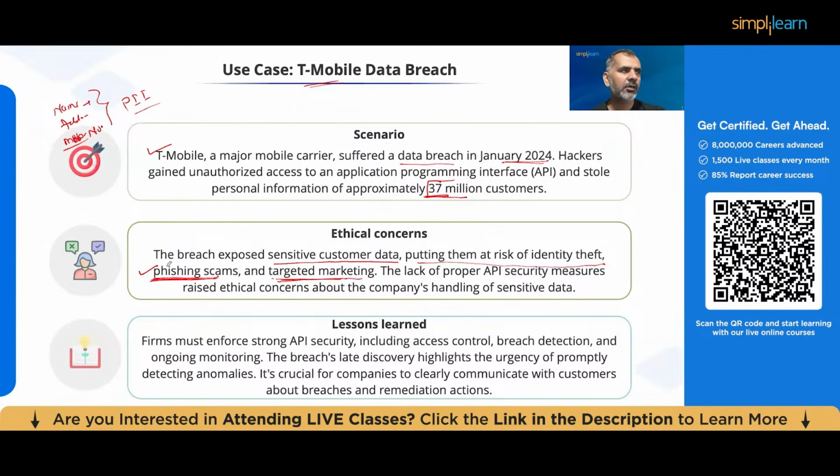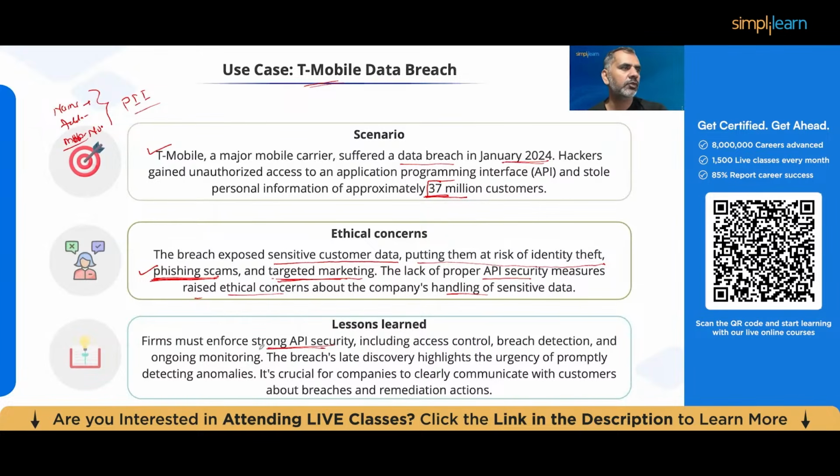When you expose such important information to a hacker community, it can be used for any purpose. The lack of proper API security measures raises ethical concerns about the company's handling of sensitive data. When it happens, obviously the customer trust will be lost in the whole process, and customers may not rely on T-Mobile further. So what is the lesson learned in this particular incident? Firms must enforce strong API security. The weak interface allowed unauthorized access, and in that sense, you may lose customer information.